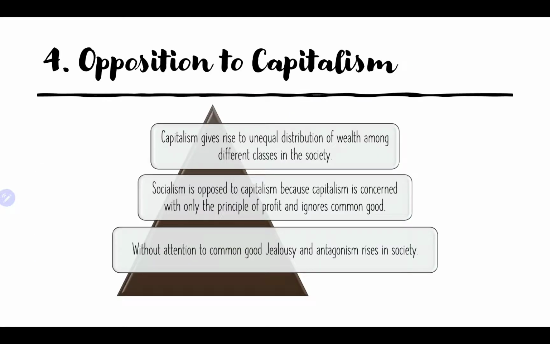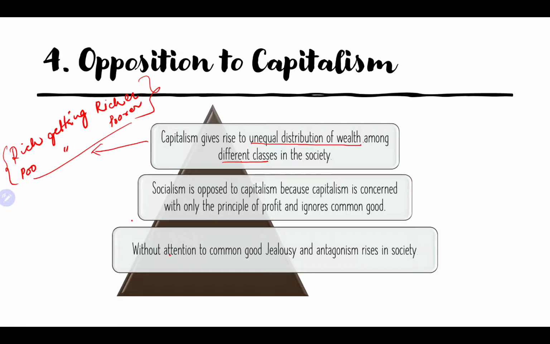Opposition to capitalism. The fourth point is capitalism. Now, capitalism is a different political ideology. Capitalism gives rise to unequal distribution of wealth among different classes of society, because capitalism talks about the rich getting richer and the poor getting poorer. The rich will always get richer, the poor will always get poorer. That's why there will be unequal distribution of wealth among the different classes of society.